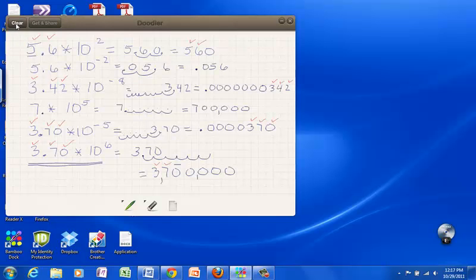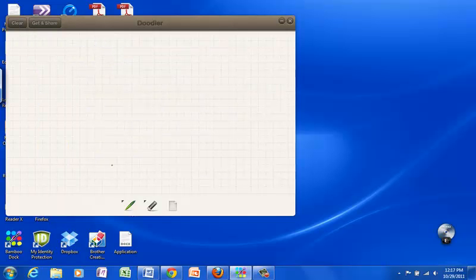All right, now I think we're ready to go the other direction. So we'll clear this. And we'll take some numbers that are in ordinary notation and write them in scientific notation.